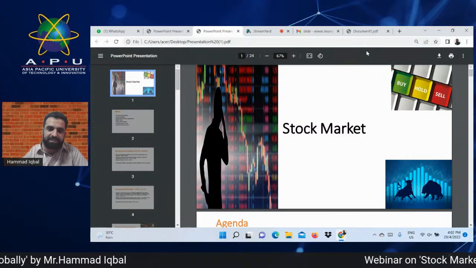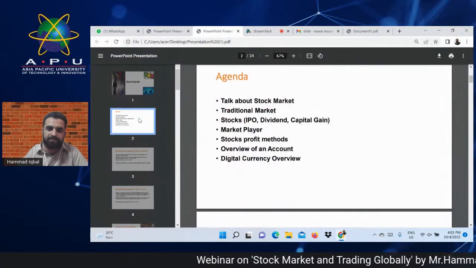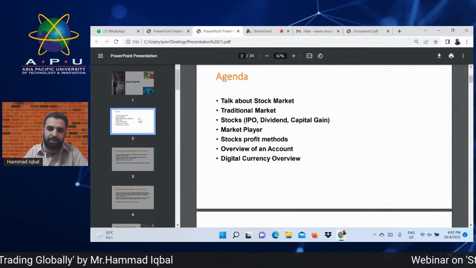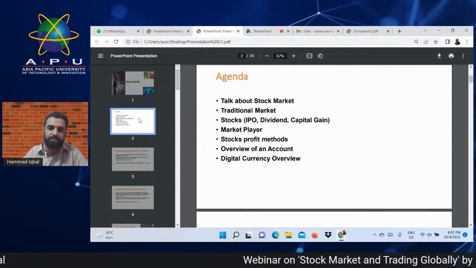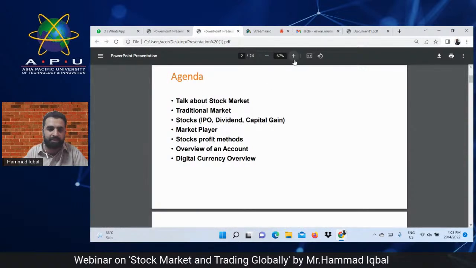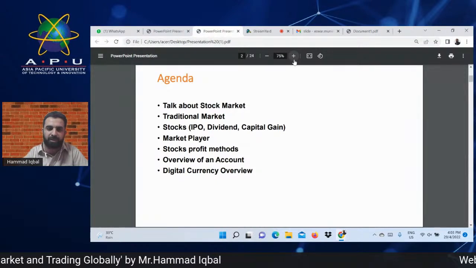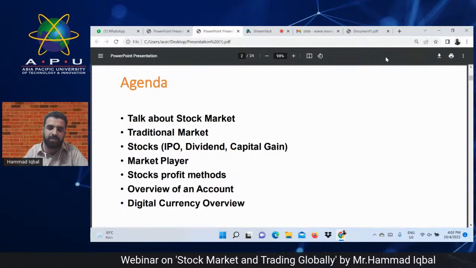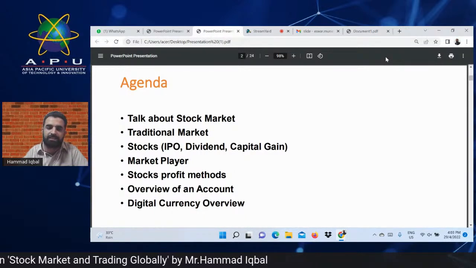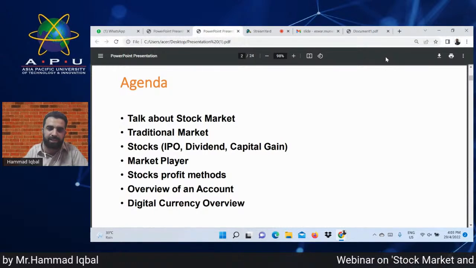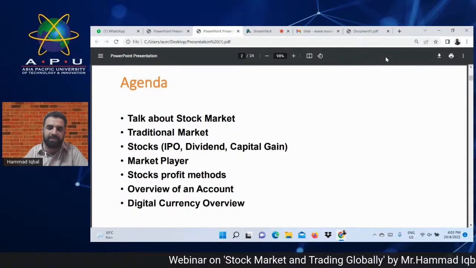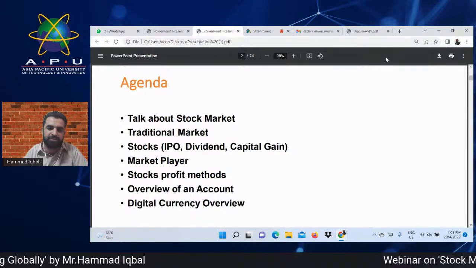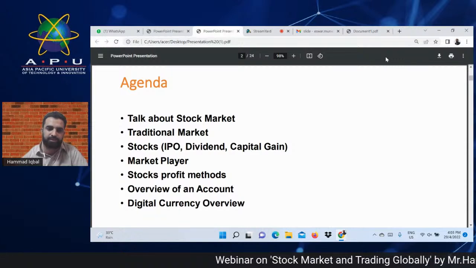So if I just cover the agenda on the second slide: we will talk about the market, then the traditional market, and then IPO, what an IPO is, and then dividends, capital gains, market players, how you get in, and the stock market profit method, how the stock market distributes the profit to you, if you want to become an investor or you are interested in investing in stock. Then a small overview of a single account, how your account will be created in any stock market, and we will reference one of them. And then a little bit of talk about digital currency, regarding Bitcoin and other stuff. So this is the agenda of today's webinar. Can you move on to the next slide?